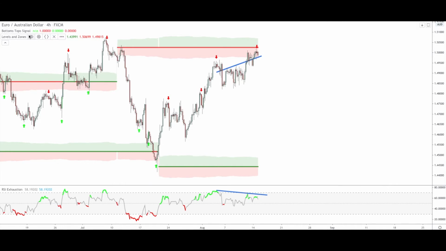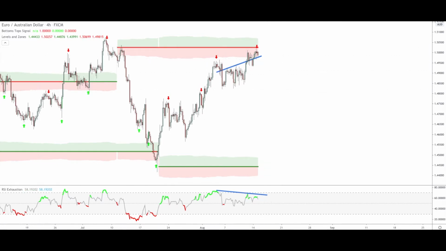So we are using the levels and zones to confirm our setup. To build the setup, we use the bottom stop signal and the RSI exhaustion, and with the levels and zones we look for extra confirmation. And the confirmation here is that we have a major resistance up here. So the price is likely not going any higher than what it is right now, and we can absolutely confidently say that the price will go down.